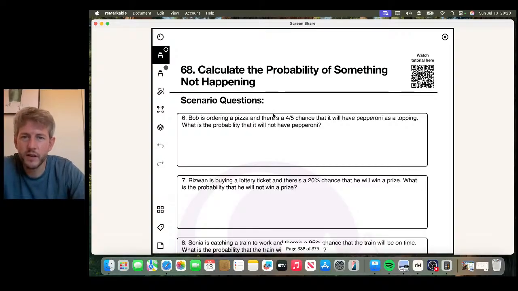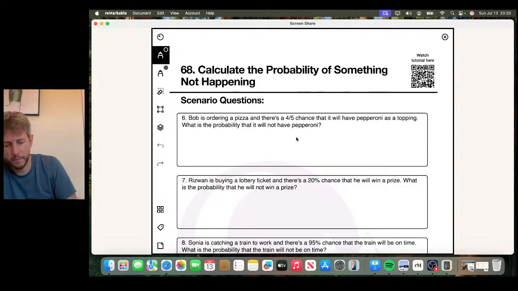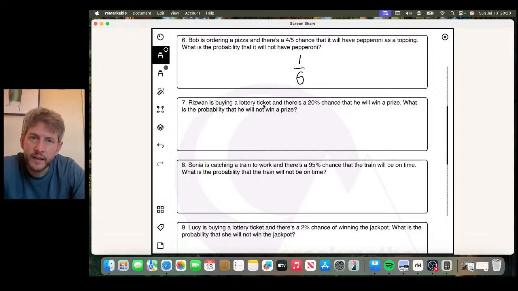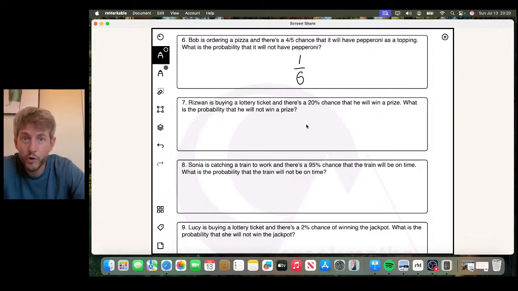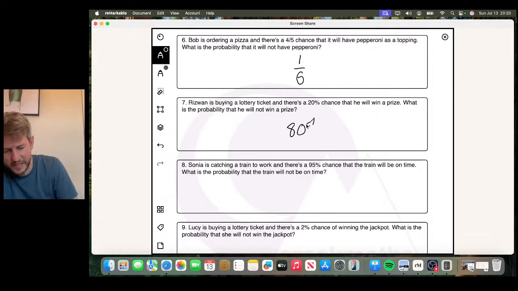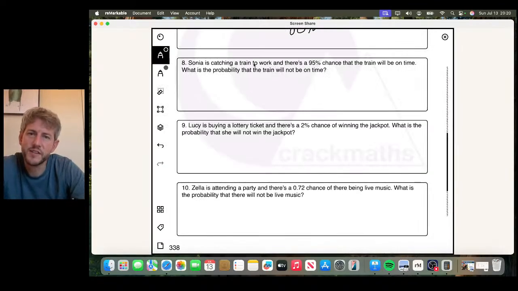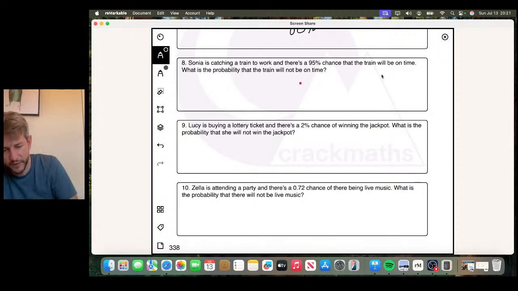Bob is ordering a pizza and there's a 4 out of 5 chance that it will have pepperoni as a topping. What is the probability that it will not have pepperoni? 1/5. Rizwan is buying a lottery ticket and there's a 20% chance that he will win a prize. What is the probability that he will not win a prize? Well, that is 80%. Question 8. Sonia is catching a train to work and there's a 95% chance that the train will be on time. What is the probability that the train will not be on time? So that's 5%.